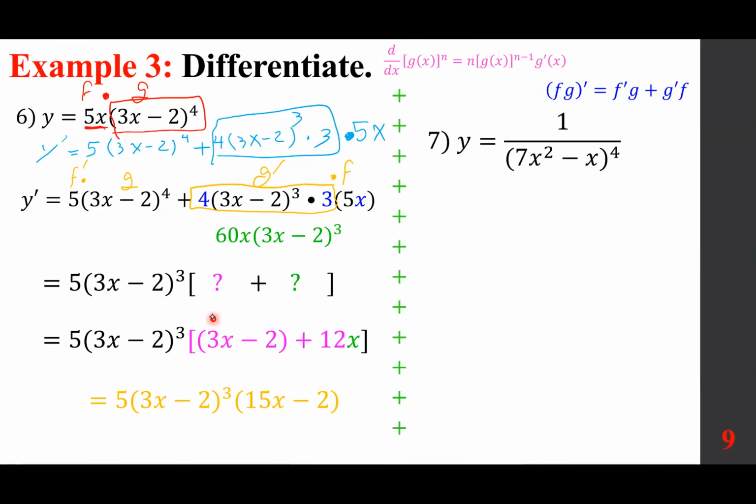Over here, anytime the numerator is a number, we don't need to use the quotient rule. We bring everything up in this format. And as you can see, I can use the extended power rule. n is minus 4. Then (7x squared minus x) to the power of minus 4 minus 1. And then times the derivative of the inside, 14x minus 1.